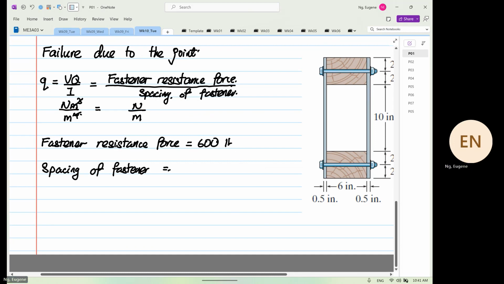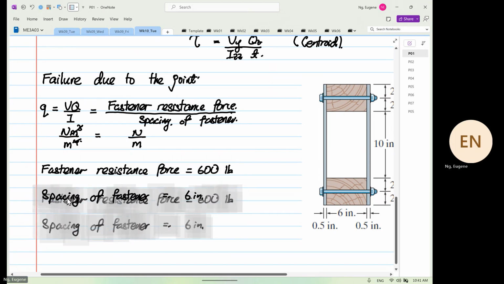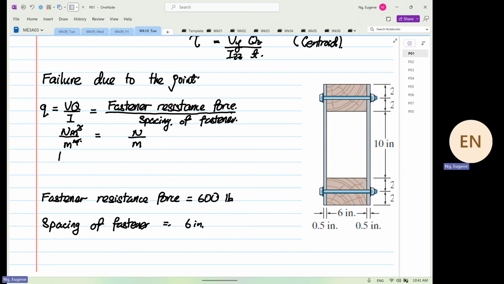This is 6 inches. If I change this to imperial units, this is pound inch to the power 3 over inch. Is this in inches? Oh yeah, it's in inches, inch to the power 4. This will be equal to pound per inch. You cancel the same. So these are the information we are given.